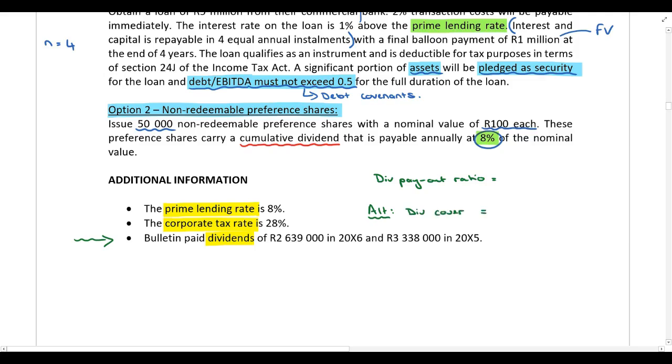If you're calculating the dividend payout ratio, you take the dividend and you divide by the company's profit for the year. On the other hand, if you are calculating the dividend cover, that's just the inverse of the dividend payout ratio. So instead, you take profit for the year and you divide by the dividend.